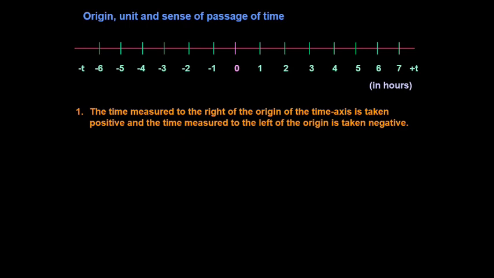Or in other words, you can say it is just before the moment when you started the stopwatch. The stopwatch is the best way to understand the time axis. The time measured to the right of the origin of the time axis is taken as positive, and time measured to the left of the origin is taken as negative. The origin of the time axis can be shifted to any point on the time axis. So you can take the time to start from any instant.